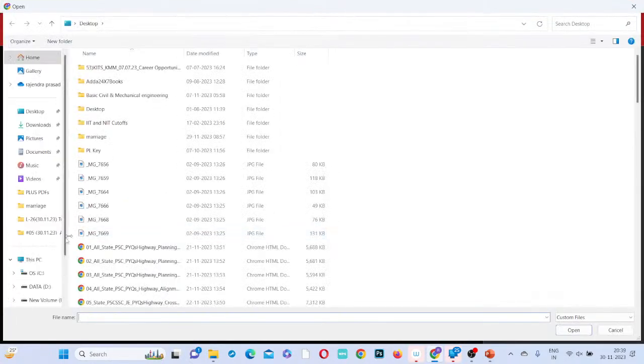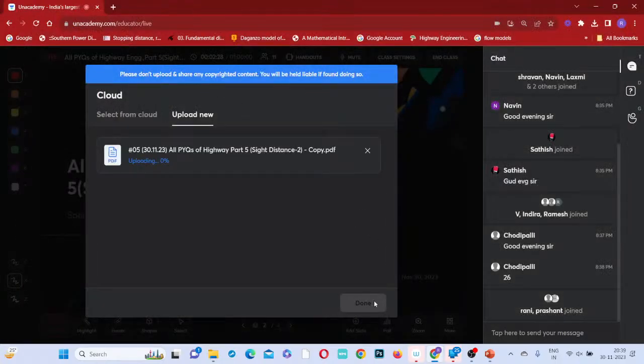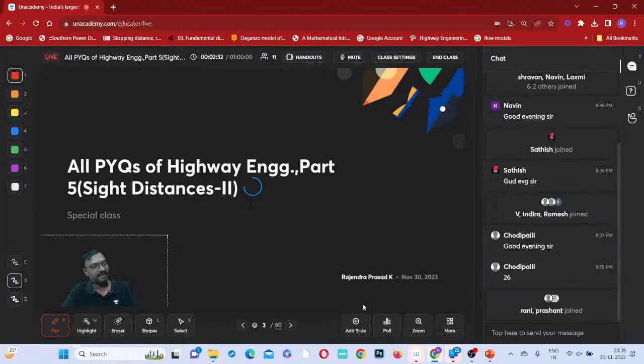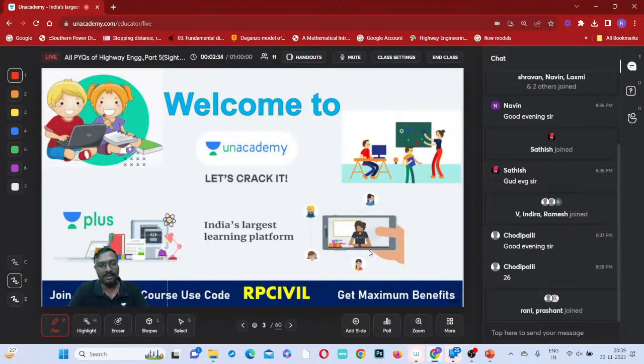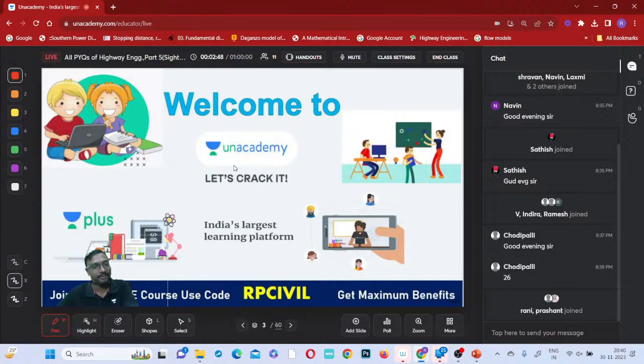So sight distances, right? Which sight distances are we discussing? You can say SSD, OSD, ISD, and all these things. All sight distances we will be discussing at a time. This is part 5: all PYQs of Highway Engineering part 5 and sight distances part 2. Some questions on sight distance we have already discussed, and the remaining questions on sight distance we will go through now.